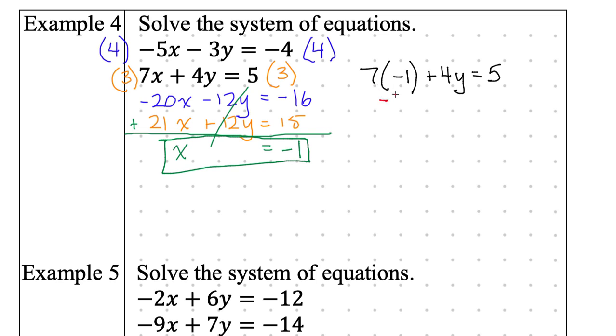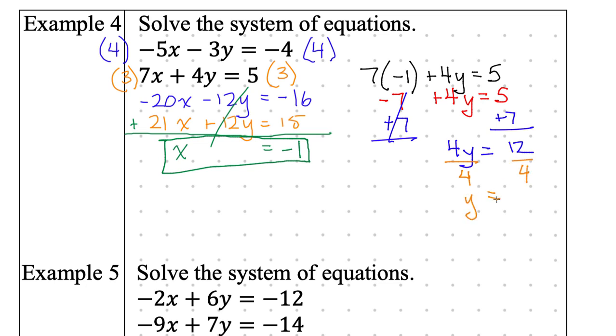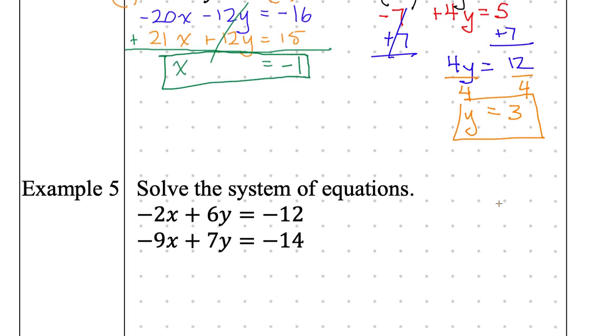7 times negative 1 is negative 7, plus 4y is equal to 5. And then from there, I'm going to add 7 to both sides, and when I do that, I get 4y is equal to 12. Those cancel out. And then finally, I need to divide both sides by 4. Divide by 4. And y is equal to 3. There's the other piece. All right, moving on to example number 5.